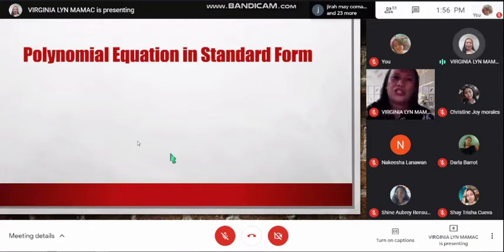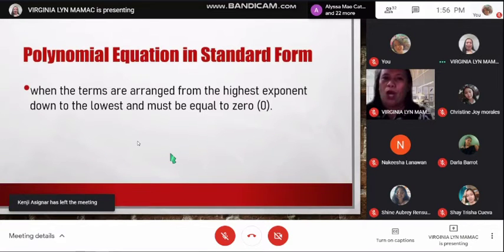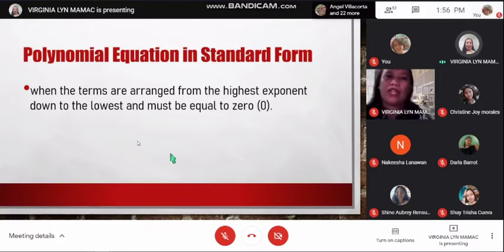Okay, how would you write a polynomial equation in standard form? When the terms are arranged from the highest exponent down to the lowest and must be equal to zero. In other words, the terms are arranged from the highest exponent in descending order. When you say descending order, highest to lowest. The order refers to the exponent of the variable. That is the polynomial equation in standard form.